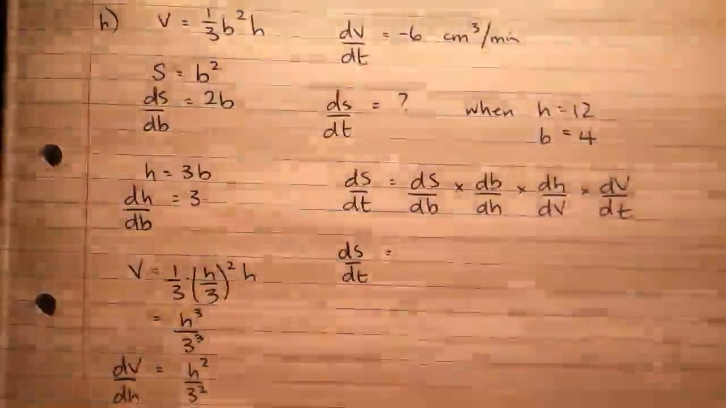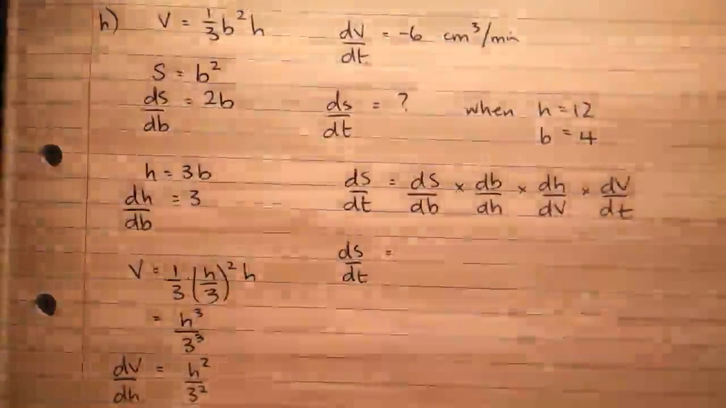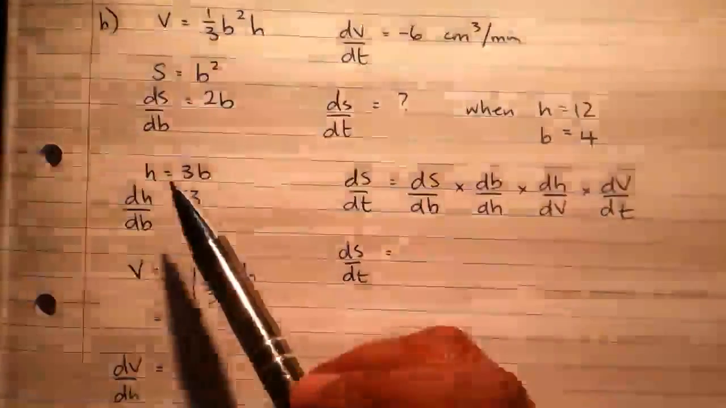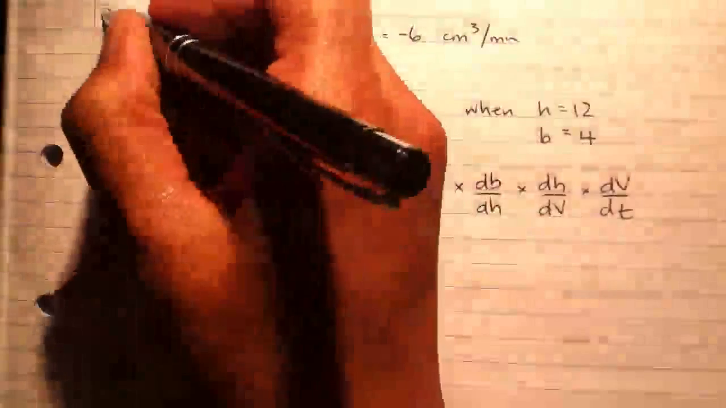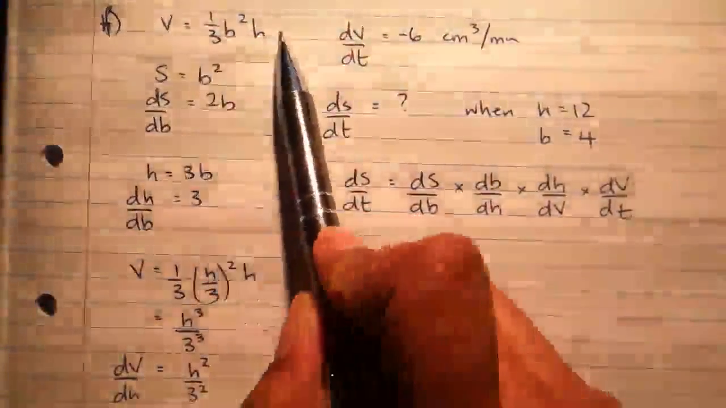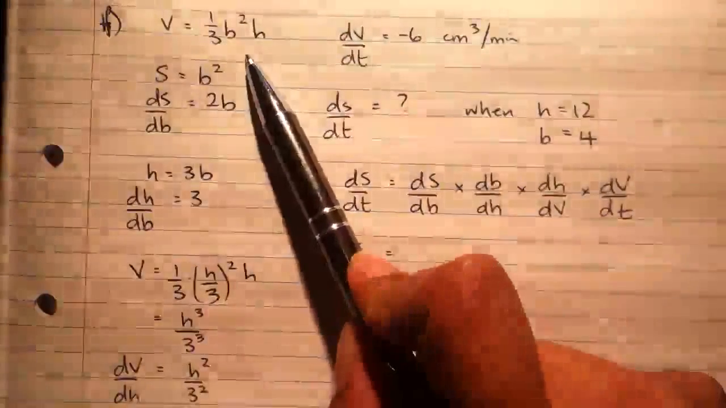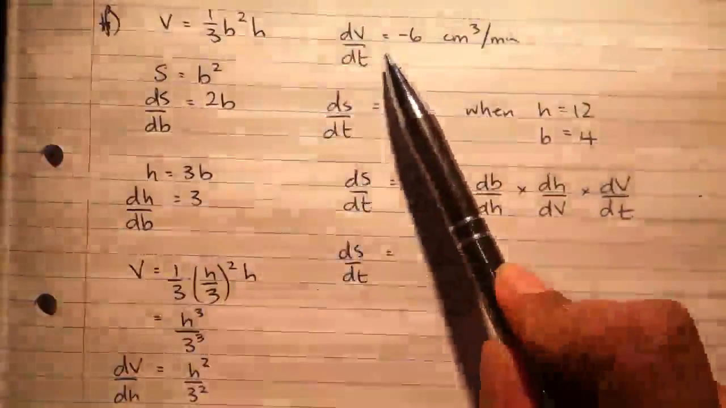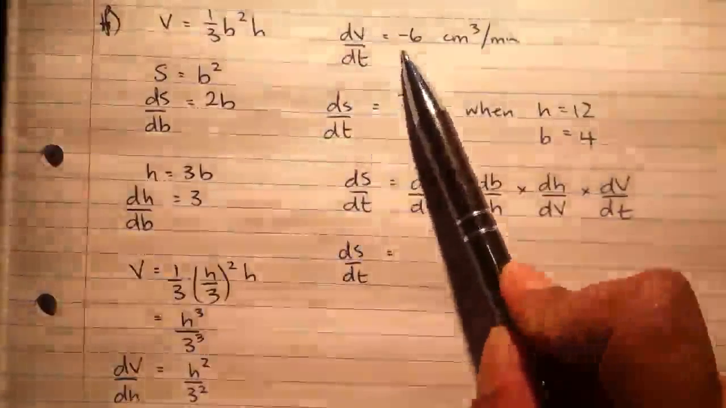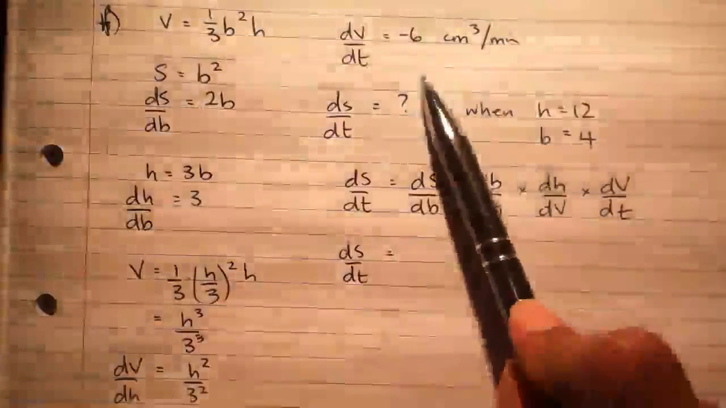Question 1 part H, the last part of this question. This is F. We've got an equation given for the volume of our square pyramid. We've got that the rate of the volume changing with respect to time is -6 centimetres cubed per minute.